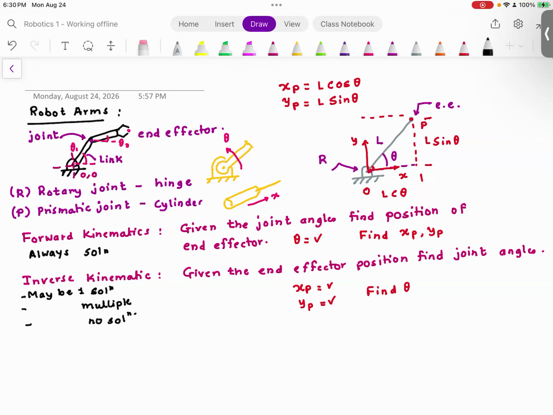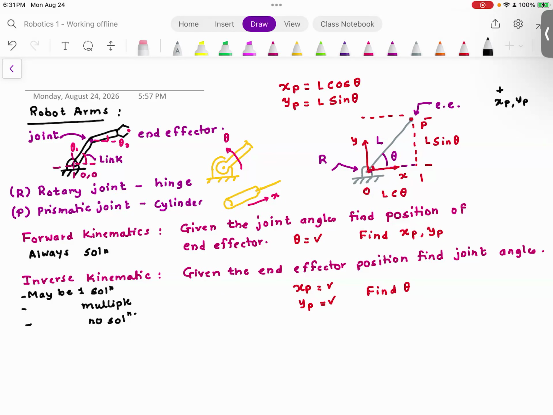And I give you a very simple example of no solution. If I give you XP and YP here, do you agree with me? No matter what the value of theta is, that XP, YP position, since it is outside the workspace of the robot, cannot be reached, which means there is no solution. Everyone understood this? So a robot's inverse kinematics may have one solution, could have multiple solutions, could have no solutions.